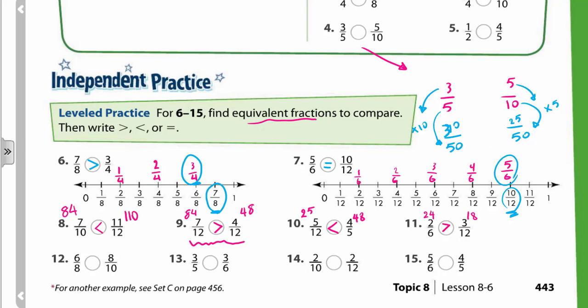We're doing this quickly, just shortcut. 5 times 5 equals 25. 10 times 3 equals 30. So this one is greater. So this fraction is equivalent to 3/5. And 25 over 50 is equivalent to 5/10.